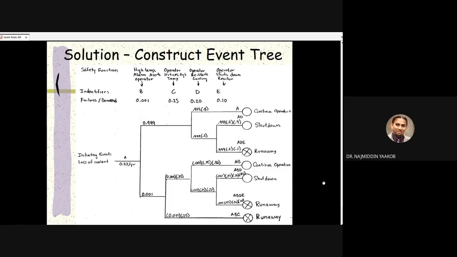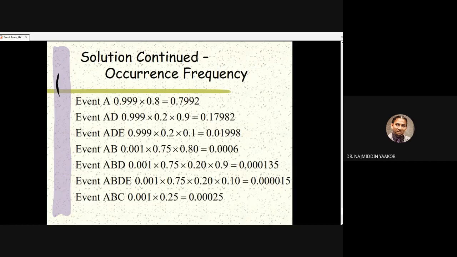So AB is a continue operation. ABD, you get shut down. Okay. This one, this one, this one. You need to follow the routes, times the value over here. ABDE and ABC. So you get this value for each one of the occurrence frequency. So you have each of these values.